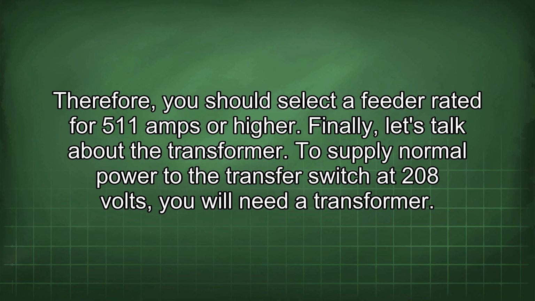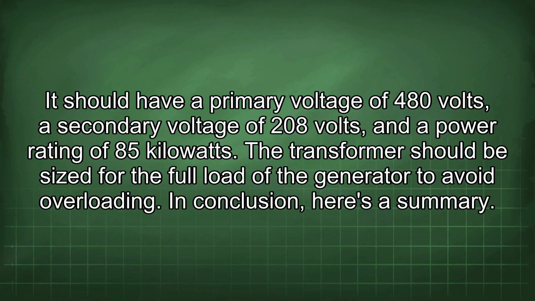Finally, let's talk about the transformer. To supply normal power to the transfer switch at 208 volts, you will need a transformer. It should have a primary voltage of 480 volts, a secondary voltage of 208 volts, and a power rating of 85 kilowatts. The transformer should be sized for the full load of the generator to avoid overloading.